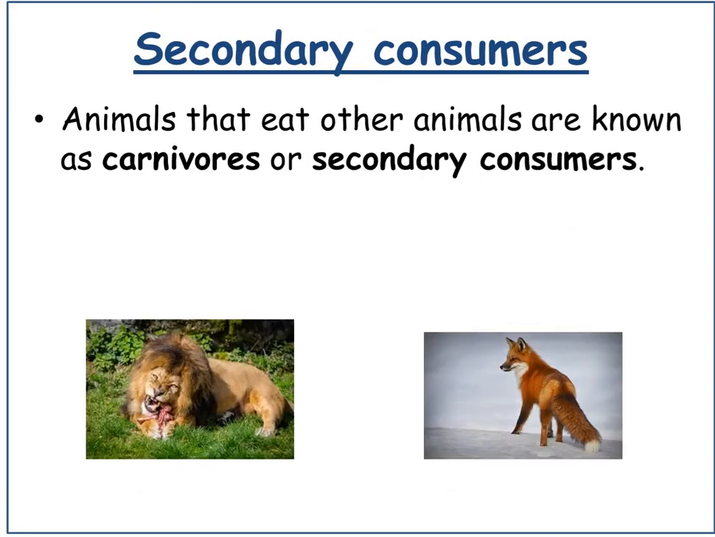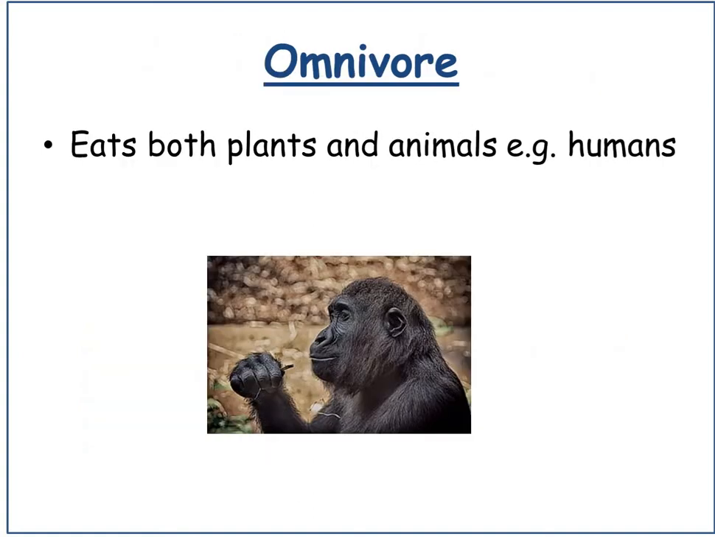Secondary consumers. Animals that eat other animals are known as carnivores or secondary consumers. An omnivore is something that eats both plants and animals. So humans are types of omnivores, also chimps, gorillas, etc.